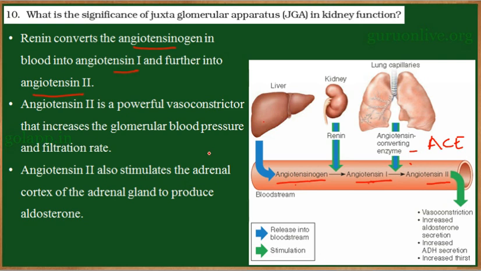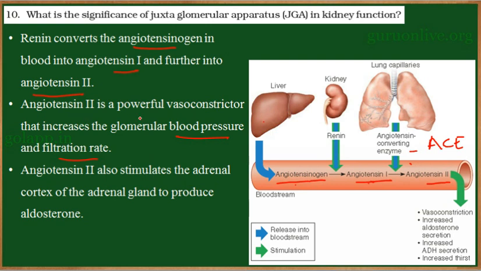As the blood vessel constricts, the lumen decreases. When the lumen decreases, the blood pressure increases. And if the blood pressure increases, the rate of filtration increases. And hence, the juxtaglomerular apparatus senses the difference in the blood pressure and the volume of the filtration rate. To bring it back to normal, it activates the renin angiotensin mechanism which gives rise to angiotensin 2.